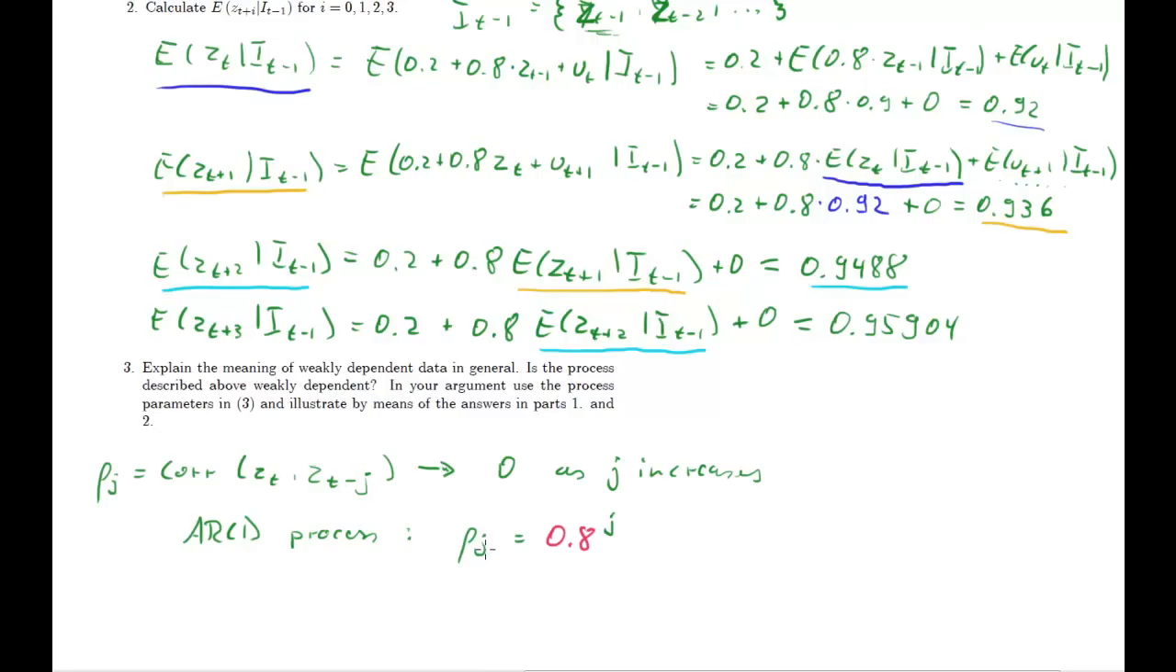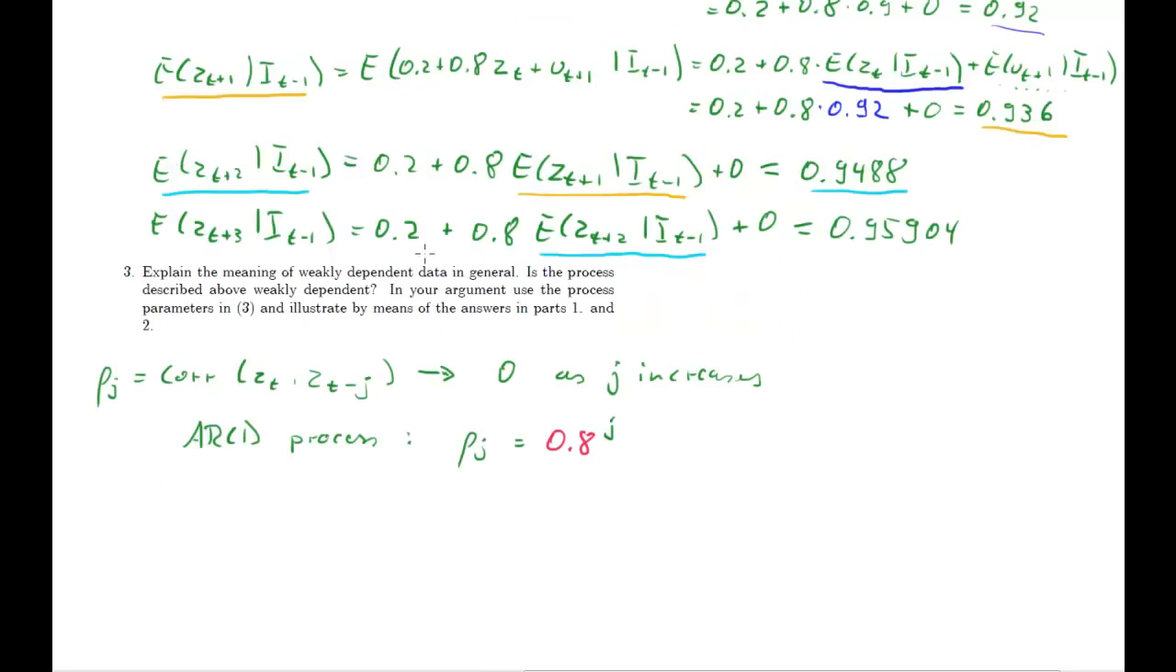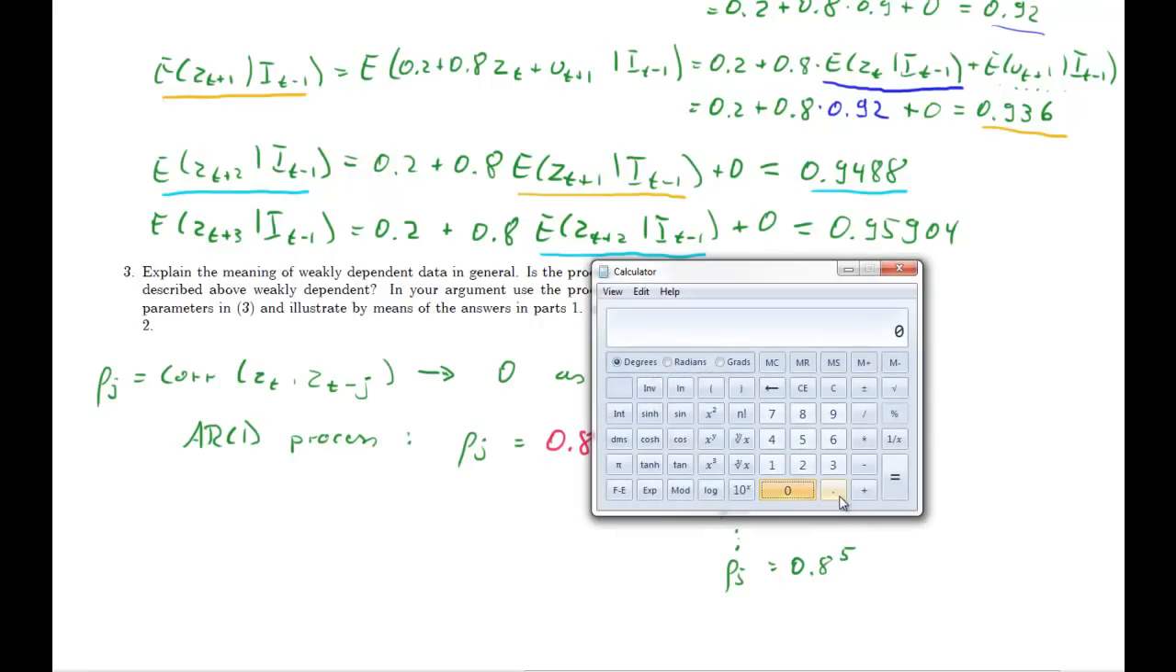Let's just do a couple of values. Let's calculate rho_1, that is just going to be 0.8. Rho_2, that's going to be 0.64. Let's calculate rho_5, that is going to be 0.8 to the power of 5. Let me just use a calculator here, 0.8 to the power of 5, so what we get is 0.328.